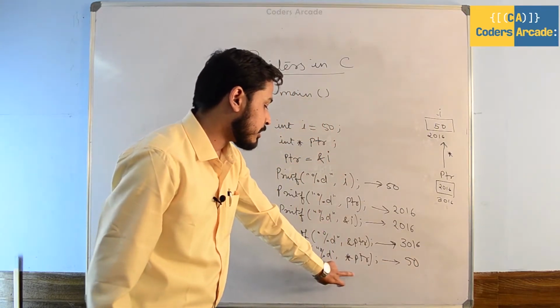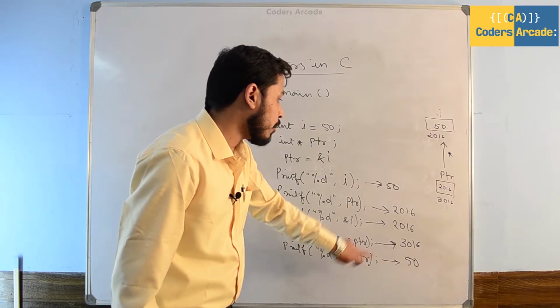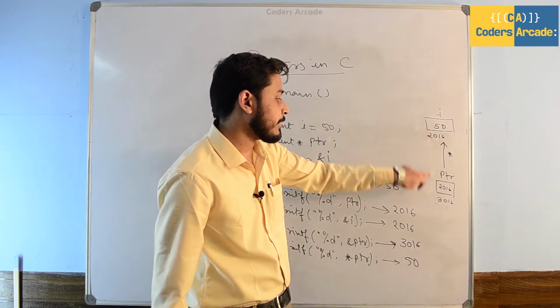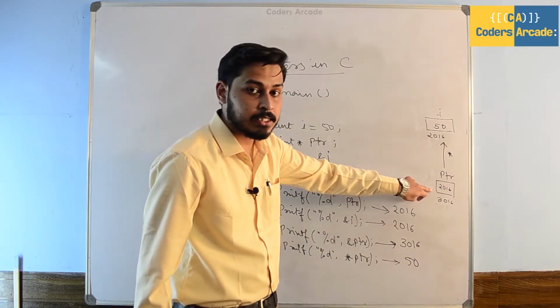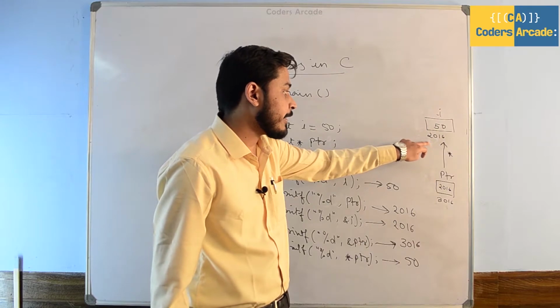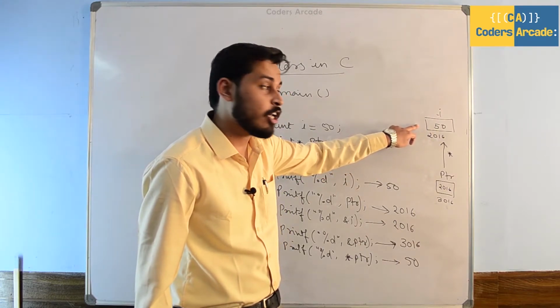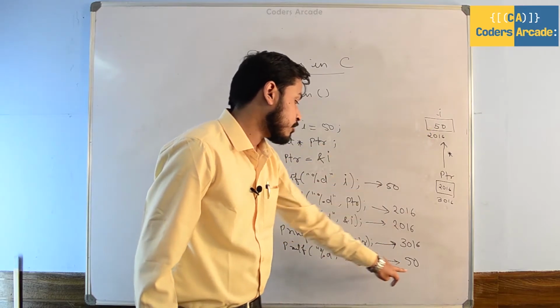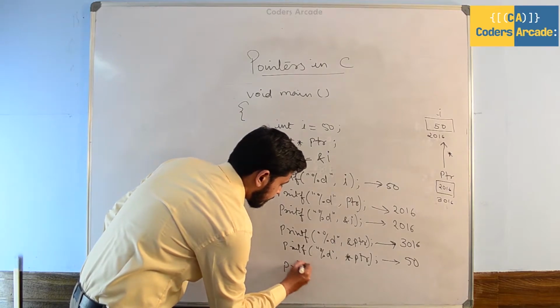I hope you have understood this one well. Pointer to ptr means the pointer of the memory location of this pointer. So the value of this pointer is 2016, this 2016 is pointing towards this memory location, and what is the value of this memory location? The value of this memory location is 50, right? So 50 came here.